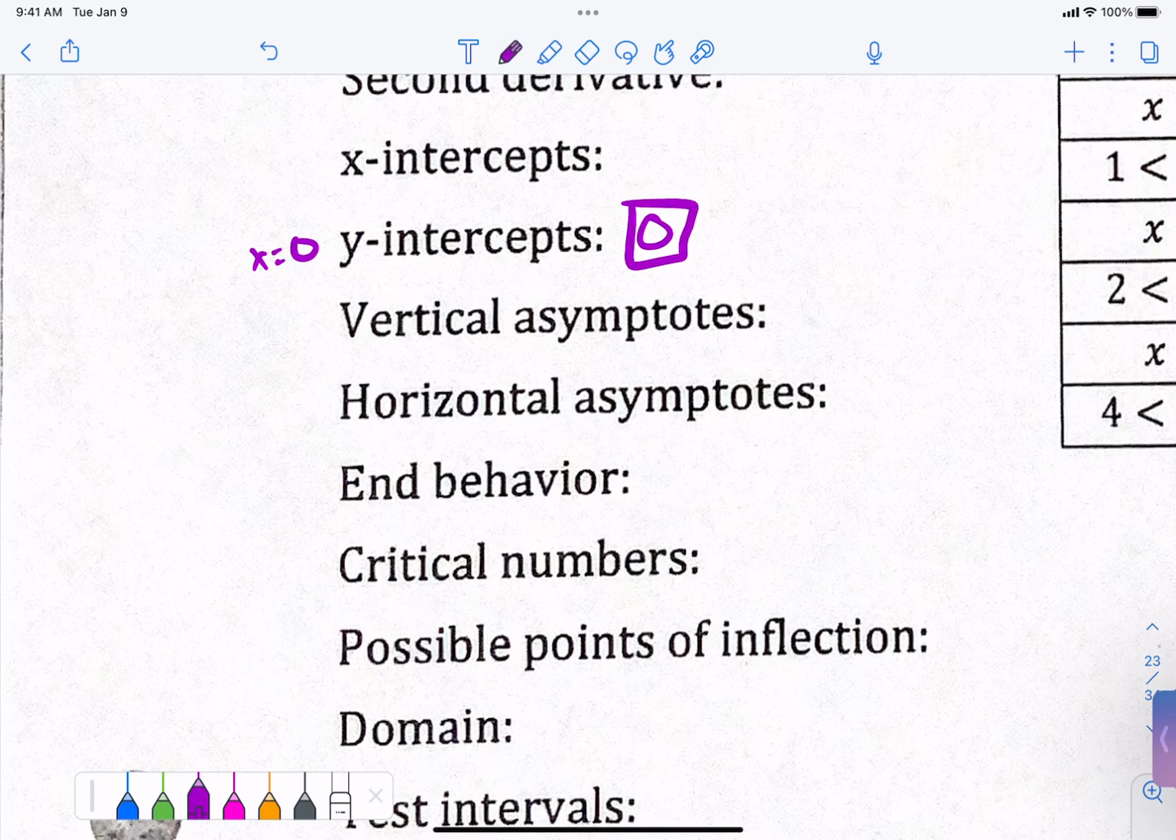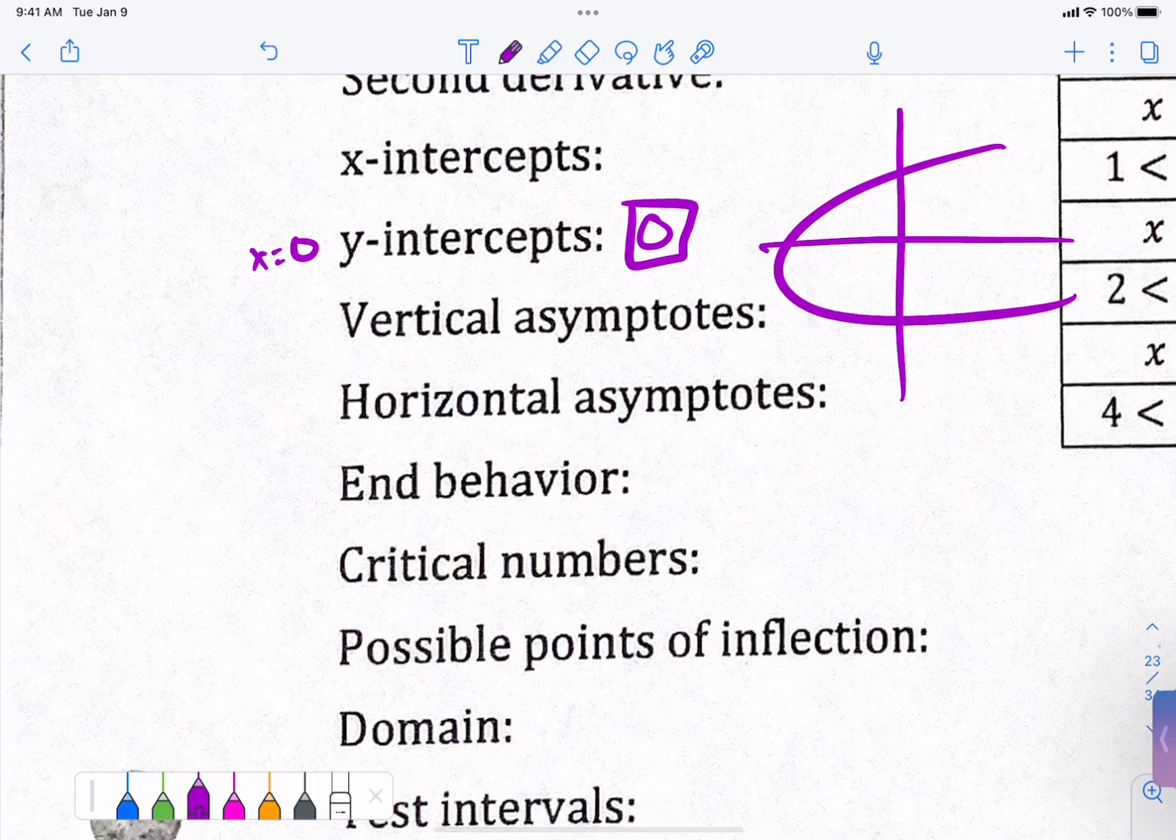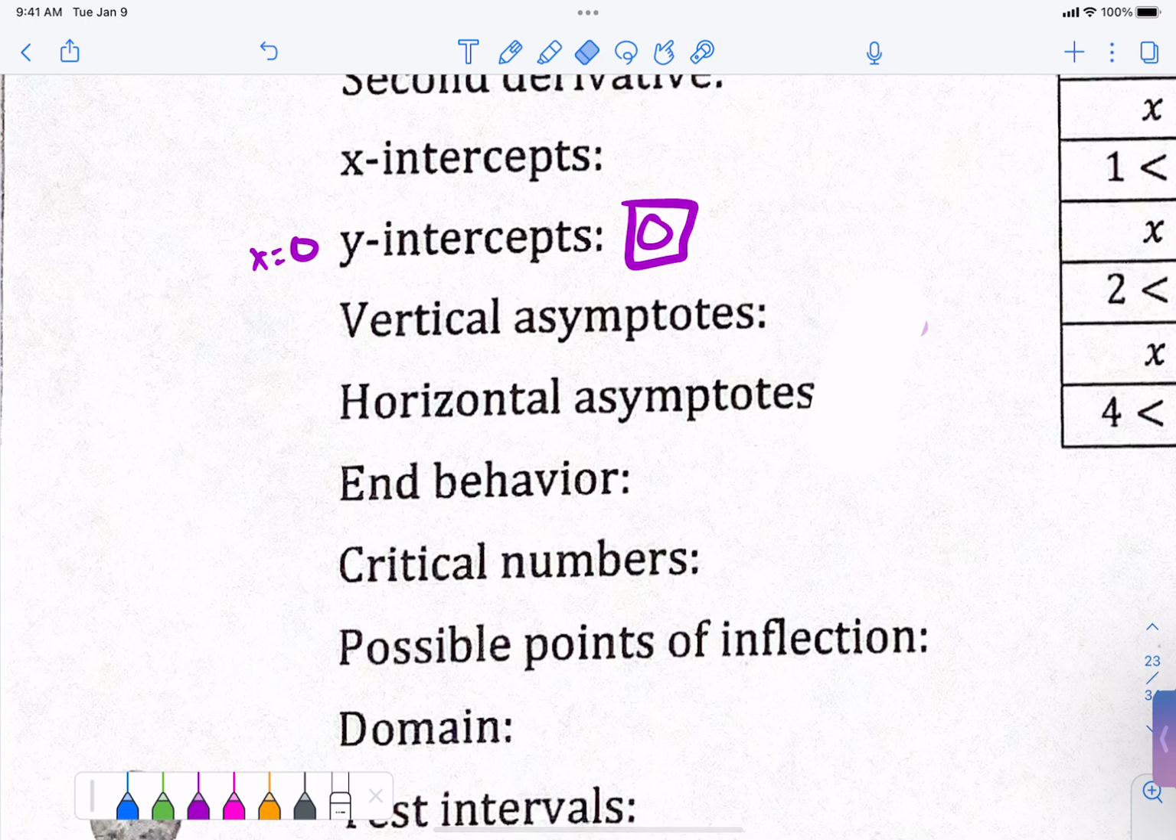Do you have more than one y-intercept? No. Because if you do, then it's not a function. So you could have something that looks like this, where it has more than one y-intercept, but then it's not a function anymore. If you're talking about a legit function, it will never have more than one y-intercept.